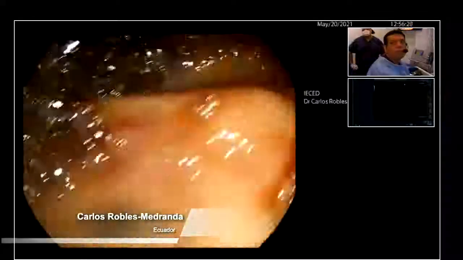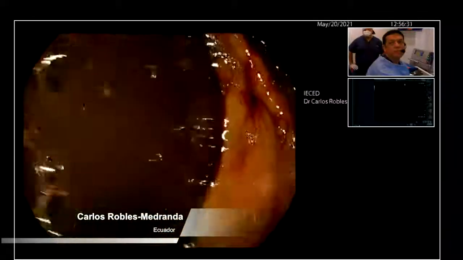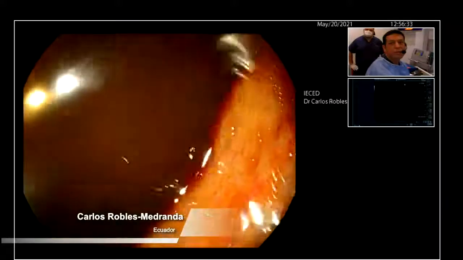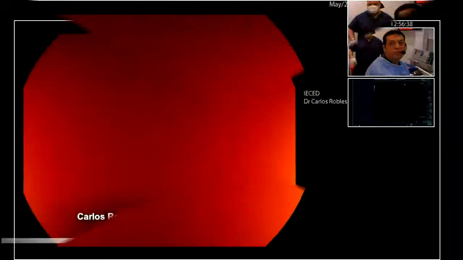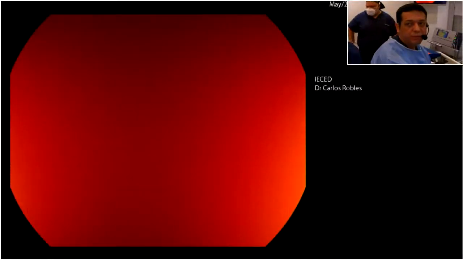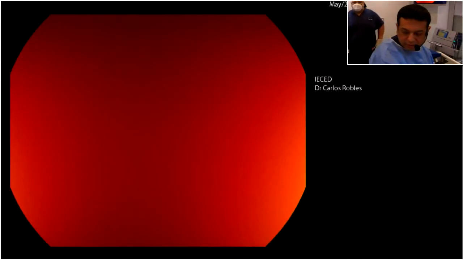Look, this is the continue of the liquid inside. It's draining very well. So we will test the axios during 15 days, and then we will reevaluate if the pseudocyst disappears completely, and then we will remove it.